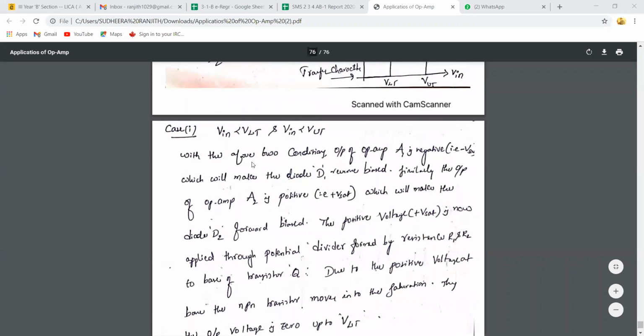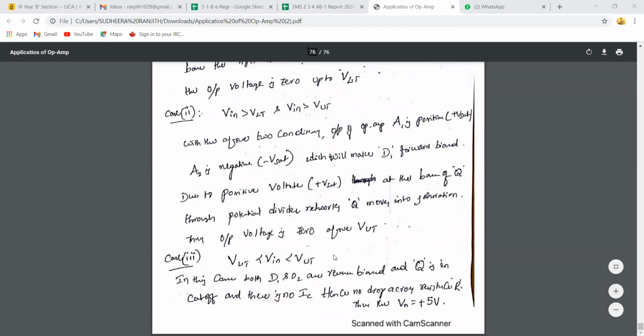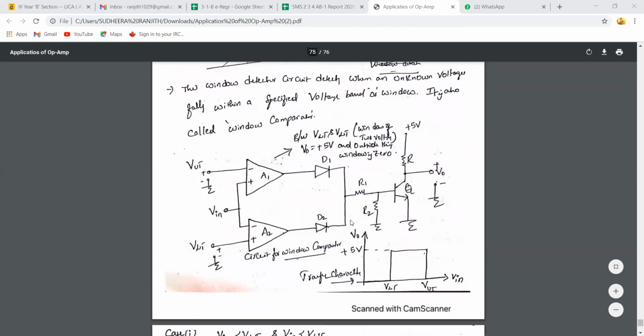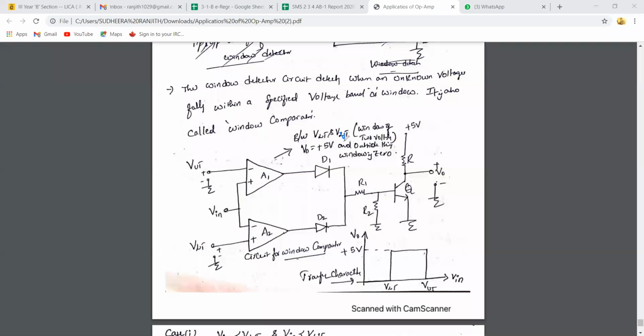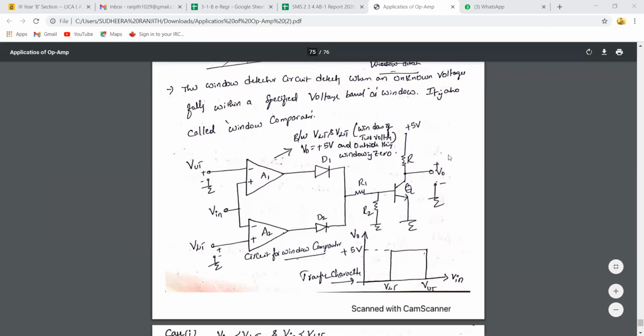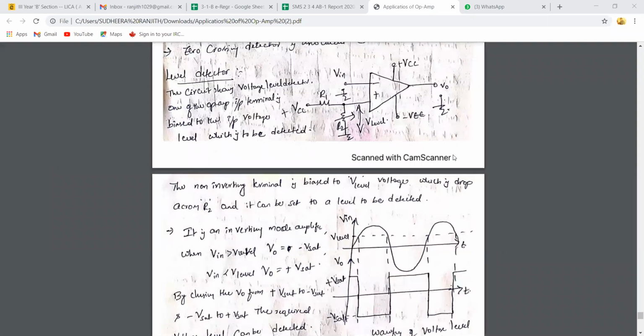Here I have explained the 3 cases individually: case 1, case 2, and case 3. So if the voltage is between VLT and VUT, here I have written VLT mistakenly, within the window of 2 voltages, V0 is plus 5 volts, and outside of this window, in this region and this region, we are getting 0 volts as the output. Is it clear, all of you? Window comparator. Yes, sir.